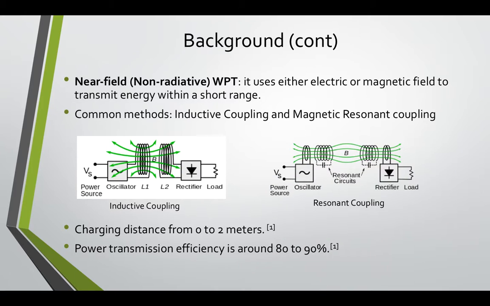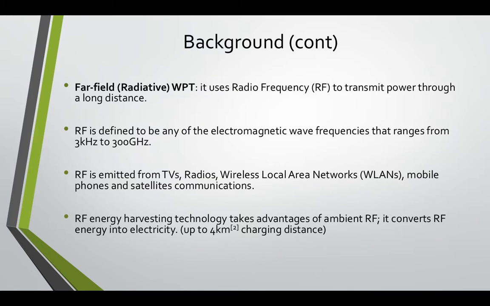Resonant coupling uses ideas similar to inductive coupling. The only difference is that it contains two more circuits. These two circuits resonate at the same frequency, and it increases the power transmission range and transmission frequency. The charging distance of near-field wireless power transfer can reach up to 2 meters. The power transmission efficiency is generally around 80 to 90%.